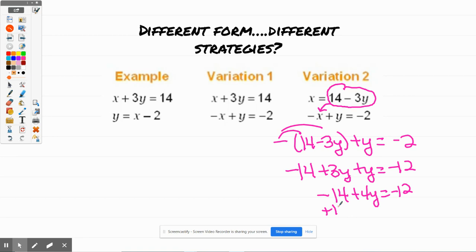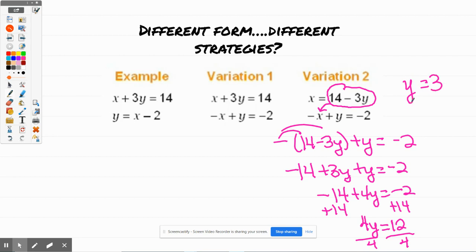I add 14 to both sides, and I get 4y equals 2. What did I mess up? Negative 14 plus 3y plus y equals negative 2. Negative 14 plus 3y plus y is negative 2. Negative 14 plus 4y is negative 2. Look what I did. I turned a 2 into a 12. Ding, ding, ding, says Bruno. I was like, why am I not getting the same answer? Negative 2 plus 14 is 12. There's the same answer. Divide both sides by 4, and y equals 3.